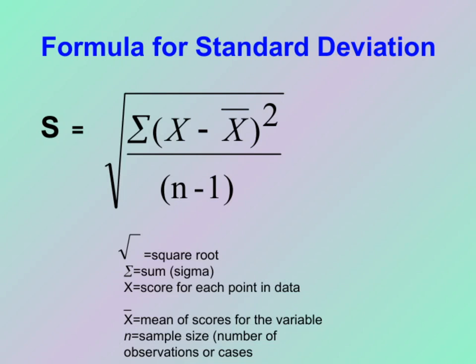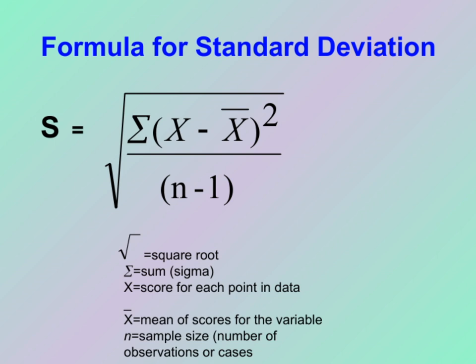All right, let's take a closer look at the formula for standard deviation. The formula is S equals the square root of the sum of all the squared differences between each data point and the mean, divided by the sample size minus 1. Here, the S stands for standard deviation, which measures how spread out our data is.